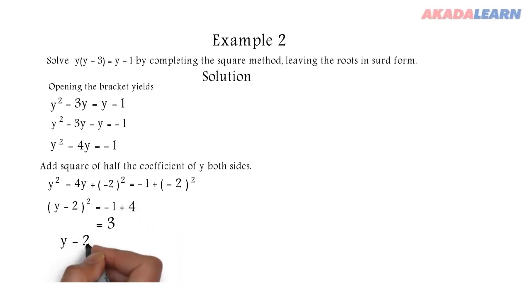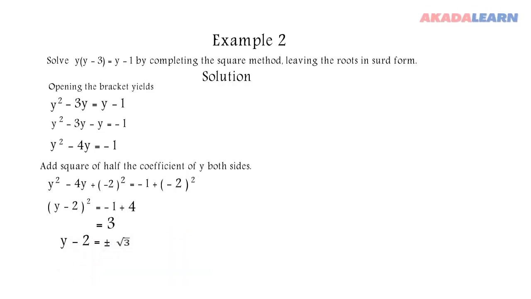So to remove the square, we take the square root of both sides. So we have y minus 2 equals plus or minus the square root of 3. Now we add 2 to both sides of the equation, and we have 2 plus or minus the square root of 3. So we can now split it. Plus should be on its own, then minus should be on its own. So y is equal to 2 plus root 3 or 2 minus root 3.